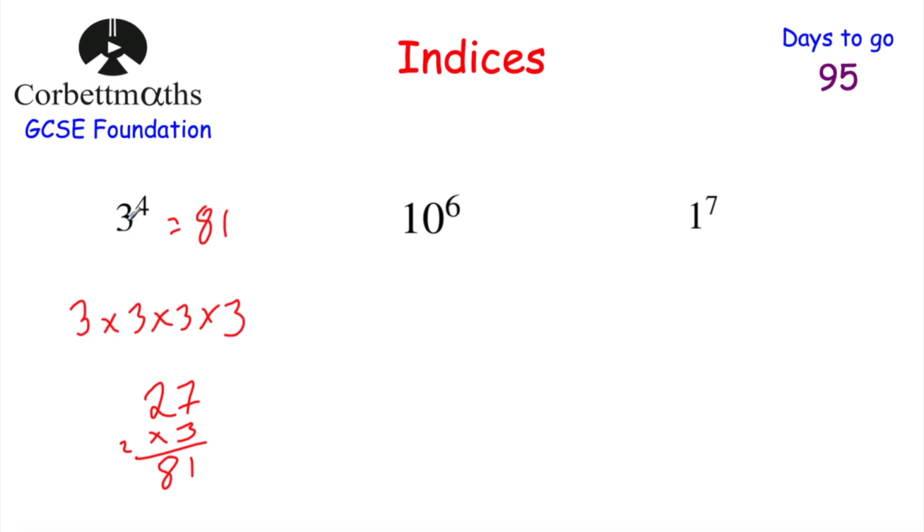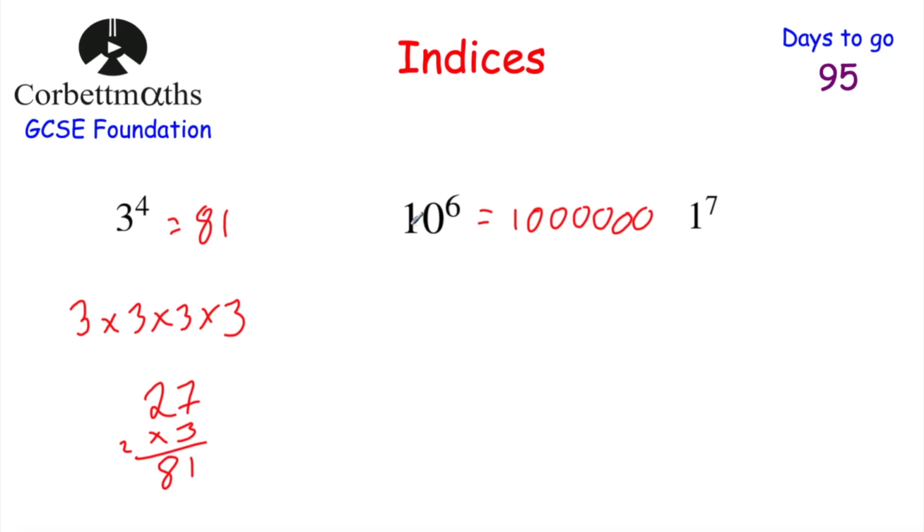And if you typed it in your calculator and did 3 to the power of 4, you would have got that's equal to 81. Okay, 10 to the power of 6, I'm going to do a bit of a cheat here. 10 to the power of 6, I know it's going to be a 1 followed by 6 zeros, so 1 and then 6 zeros, 1, 2, 3, 4, 5, 6, or a million. 10 to the power of 6 is a million.